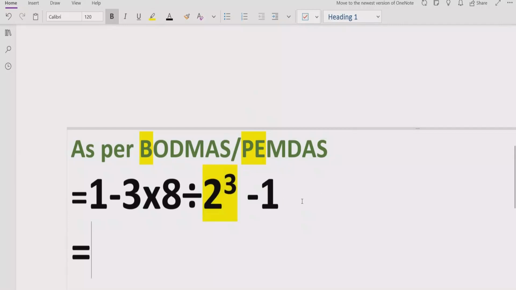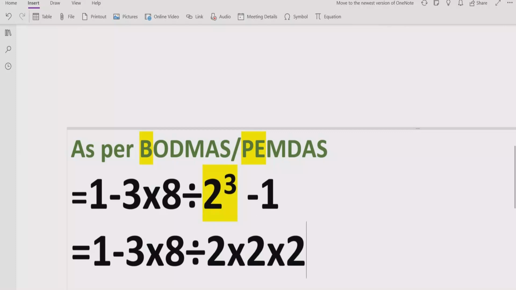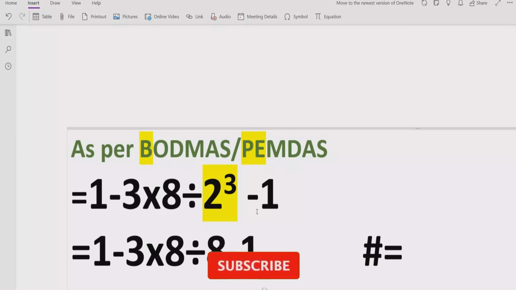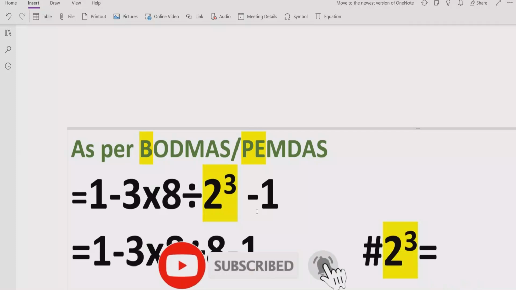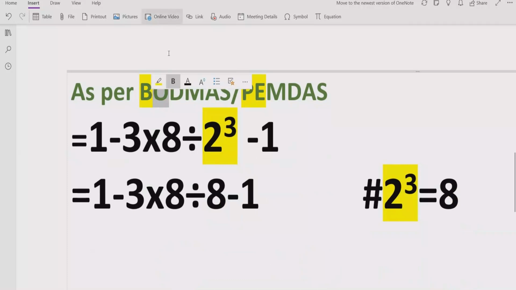So what we have to do, we have 1 minus 3 multiplied by 8 divided by 2 raised to power 3, which means 2 multiplied by 2 multiplied by 2, which is equal to 8. So 1 minus 3 multiplied by 8 divided by 8 minus 1. We will write here as it is. And here we have to give the reference: 2 raised to power 3 means 8.